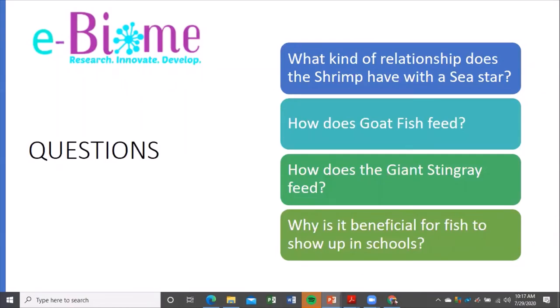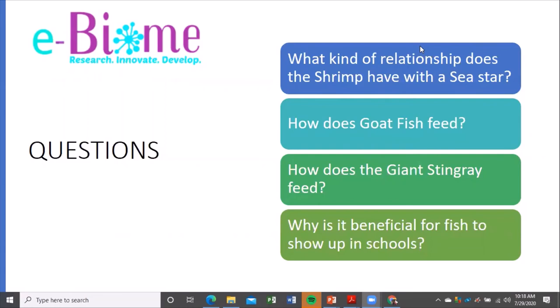Jazz, you want to help Ariko? Who wants to help out Ariko? Okay, so Jazz wants me to repeat. We're discussing how the goldfish feed. Before, we were saying what is the relationship between the shrimp and the sea star: they have a feeding relationship. So the shrimp is the predator and the sea star is the prey because the shrimp was feeding on the sea star. My second question was, how does the goldfish feed? Ariko was telling me that it eats small animals. Yes, it does eat small organisms, but how does it actually go about feeding on those small organisms?